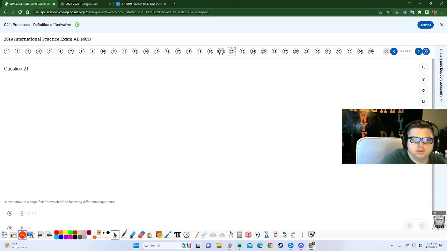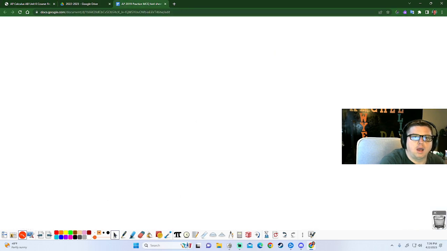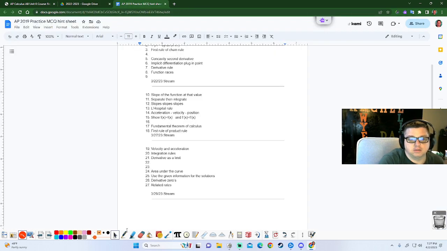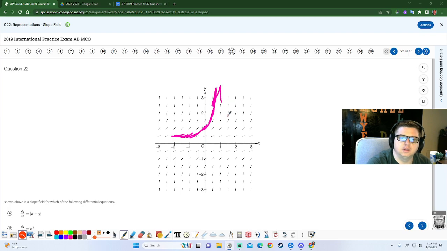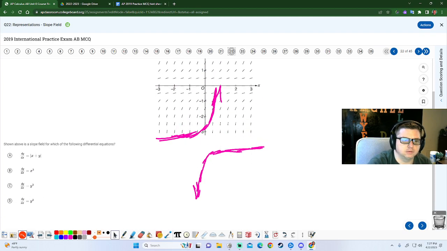Okay, number 22. You can see that I had my students skip 22 and 23. We haven't gotten there yet. We're going to talk about slope fields, but just getting to know what it's like. So we're looking at two functions that look like this. Can't see the choices though. So what is going to make that kind of slope field?